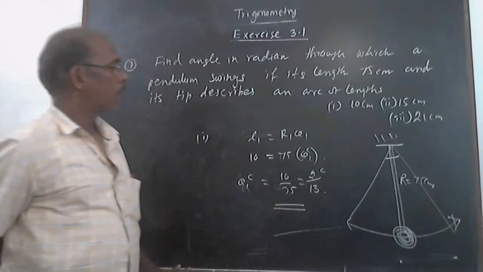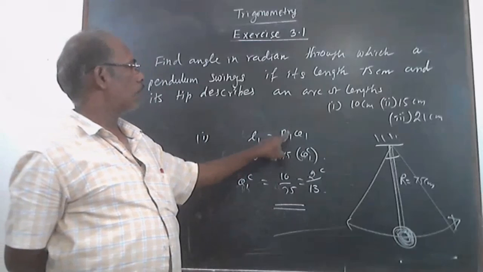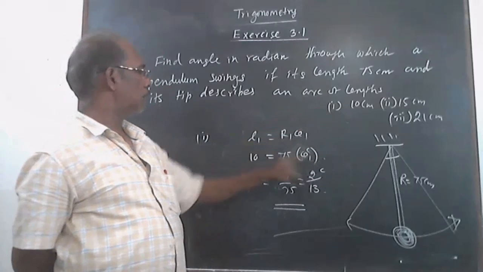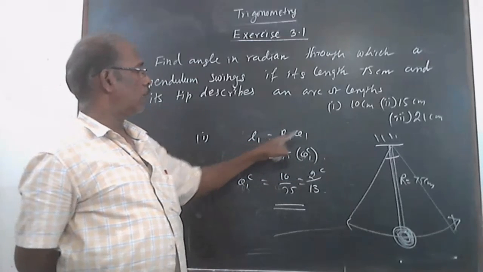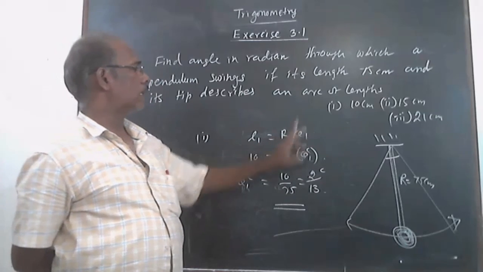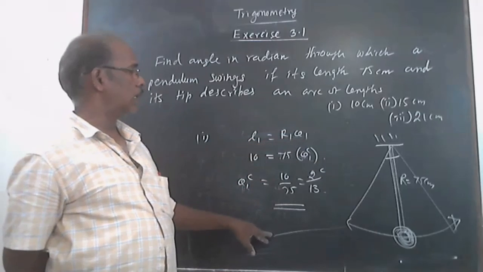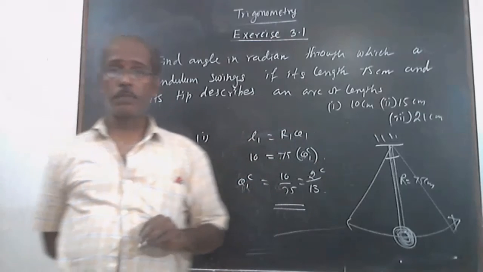My dear student, follow the same procedure. L2 equal to R into theta, R going to be the same, R1, R2, R3. L2 equal to R1 into theta 2, or L3 equal to R1 into theta 3. Then find the corresponding angle theta 2 and theta 3, applying the same procedure.